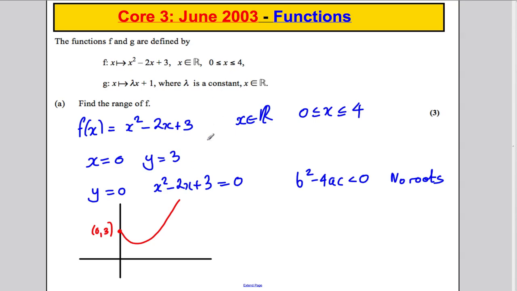Okay, at 4, if we put 4 into this function, 4 squared is 16, subtract 2 times 4 is 8, so it'd be 8 plus 3 is 11. So I do know that this point here, for example, is the point 4, 11.